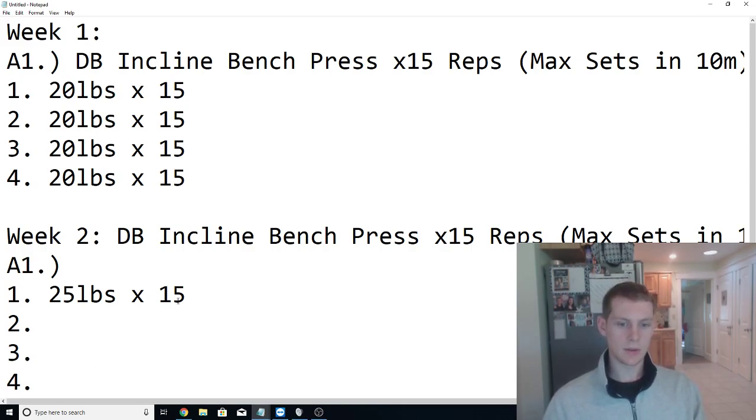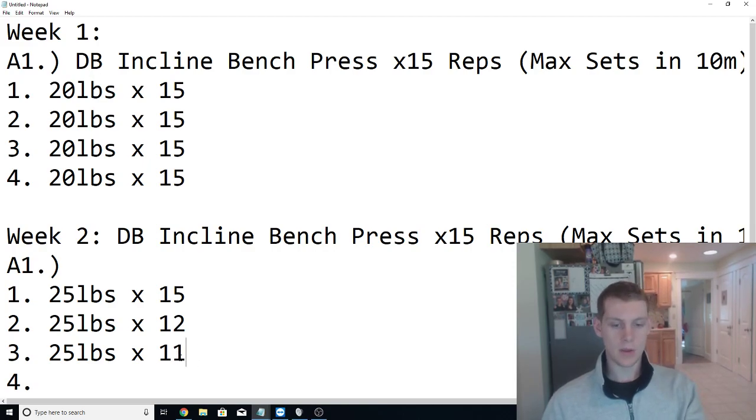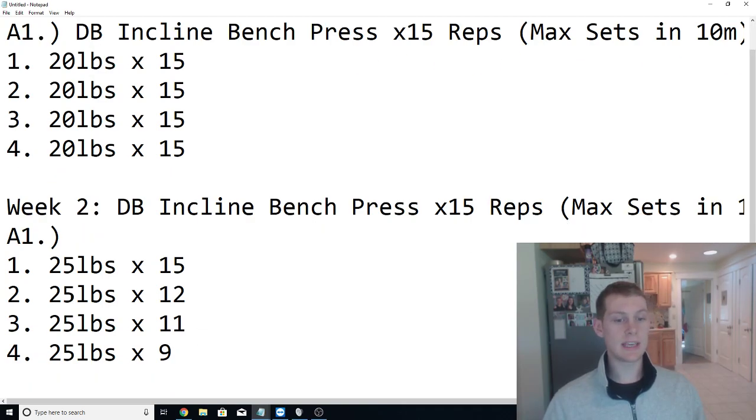So we got one for 15. That's great. Maybe the next one we get 12 reps, and then maybe the next one we get 11 reps. And then we do get a fourth set in, but that's down to like 9, so it's lower. What this would tell me is, I was unable to get three sets for 15 reps, so I want to stay at the same weight. And what you'd actually do is keep track of each set individually. So on my first set I got 15, on my second set I got 12, on my third set I got 11.